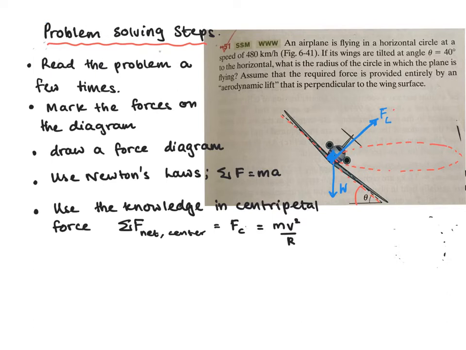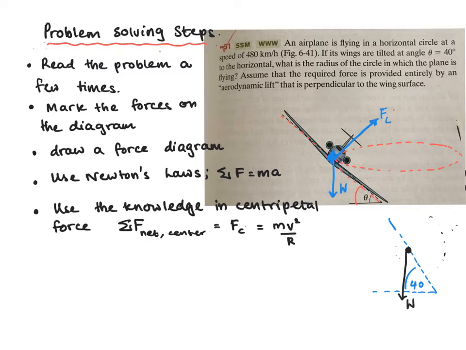So we are supposed to find the radius. Now we have two forces, and we have a circular motion, so we are going back to the recipe given over here. I'm going to read one by one. First thing is, read the problem a few times, that we did, and mark the forces on the diagram. We did that. Draw a force diagram. Well, the force diagram alone would be something like this. This is the inclination of the wings. Actually, that inclination is a little bit higher than what the picture shows. That's okay.